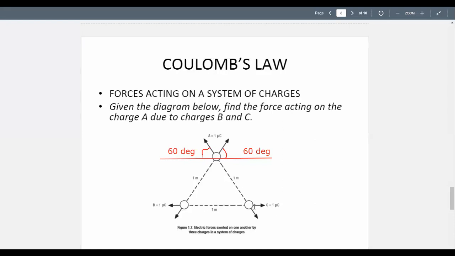Now the value of our charges, guys, are all equivalent to 1 microcoulomb. So these are three charges that are basically equal. They are positioned in positions A, B, and C, and they are 1 meter away from each other. Earlier we established that the angles in our triangle are 60 degrees, because this is an equilateral triangle. An equilateral triangle is also called an equiangular triangle.